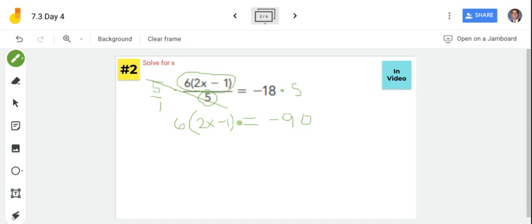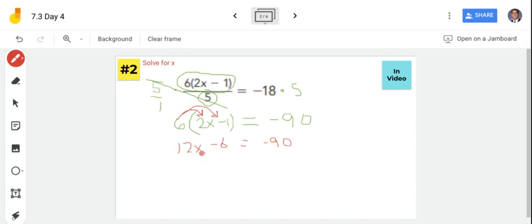Okay, now I'm going to follow my 5 steps. I got rid of my denominator to begin with. Now I'm going to distribute this 6, right, to eliminate the parentheses. So I'll have 6 times 2x. That would be 12x. 6 times this term. This term's not 1. This term is negative 1. So 6 times negative 1, that is negative 6. Bring my equal sign down. Bring my negative 90 down on the right side.